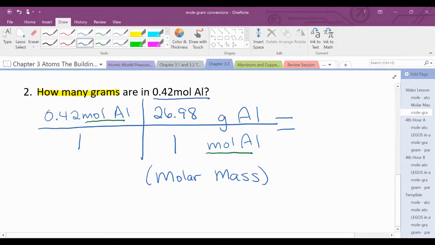So pause the video and do this calculation. You're going to multiply the top, multiply the bottom, and divide. So pause the video so you make sure that you get the correct answer before you see the correct answer that I give you.